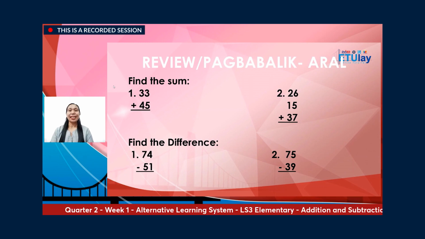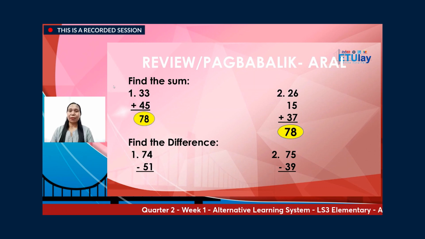Good job, learner. The answer is 78. Next, we have 26 plus 15 plus 37. You are correct. The answer is 78. Next, find the difference.